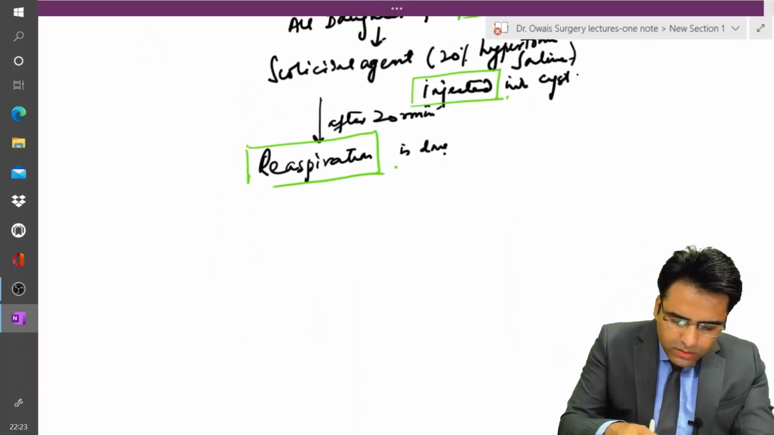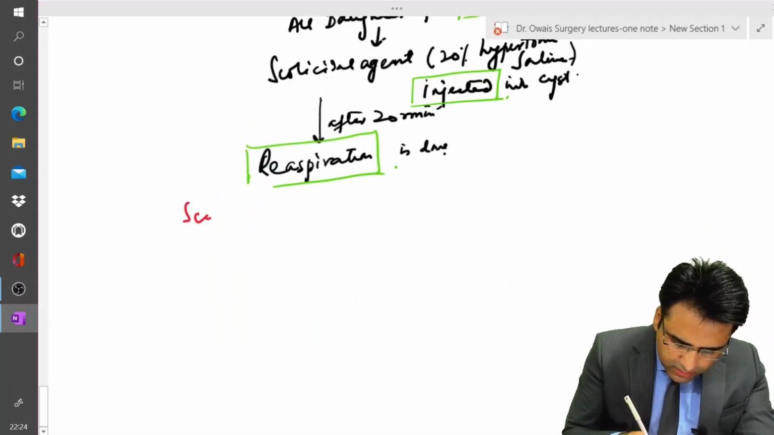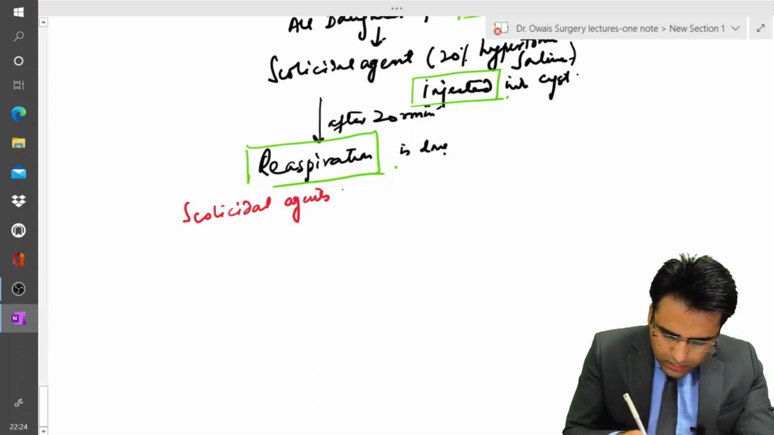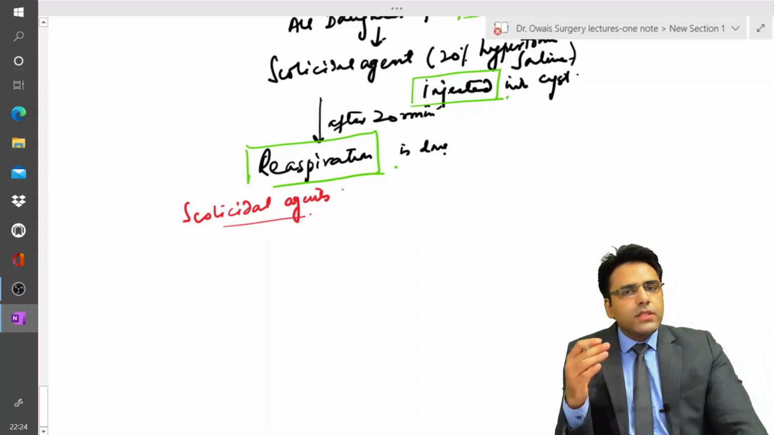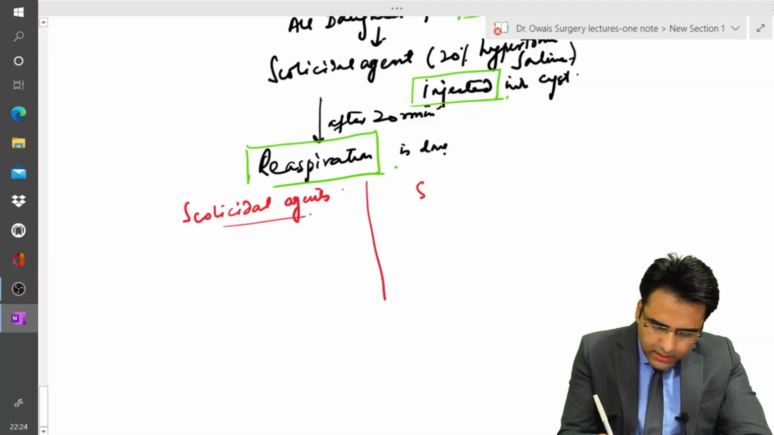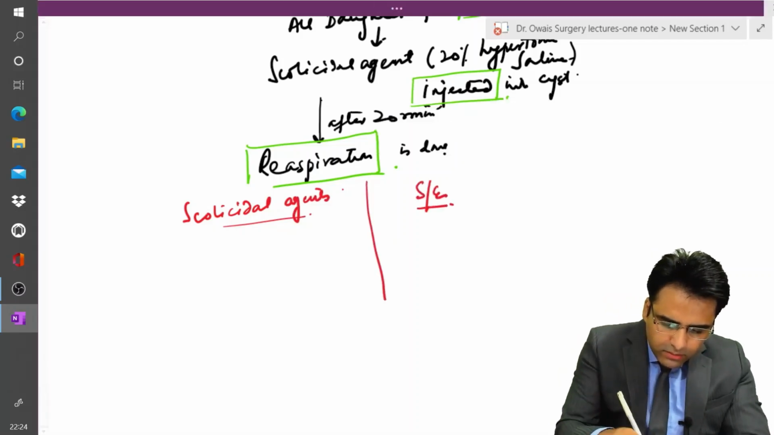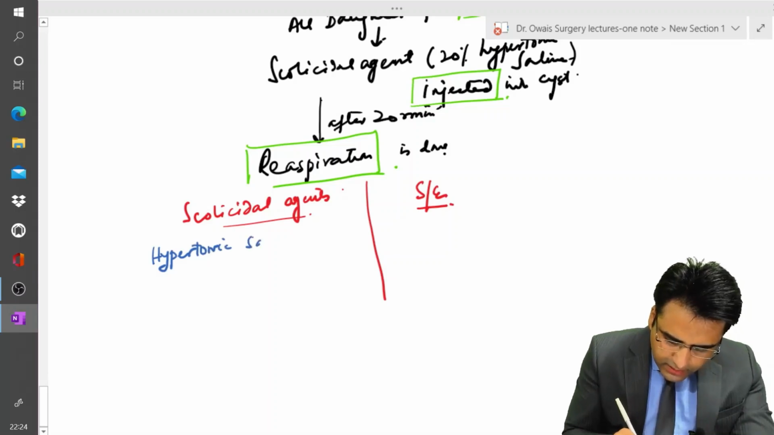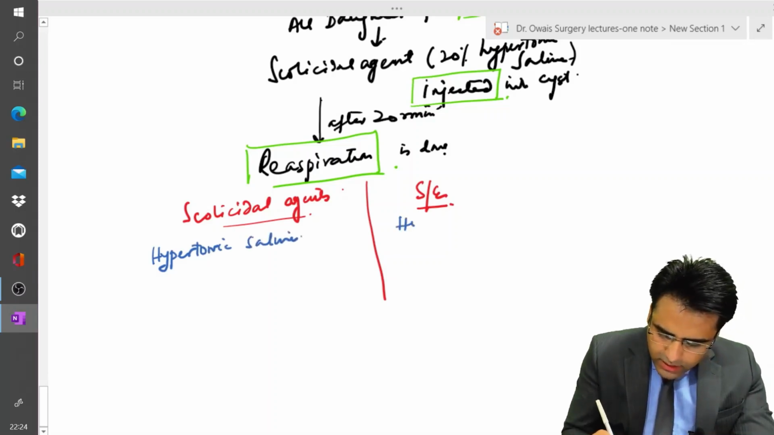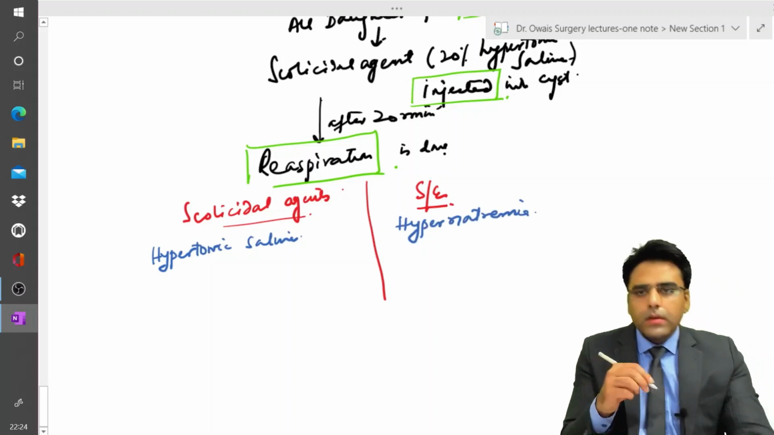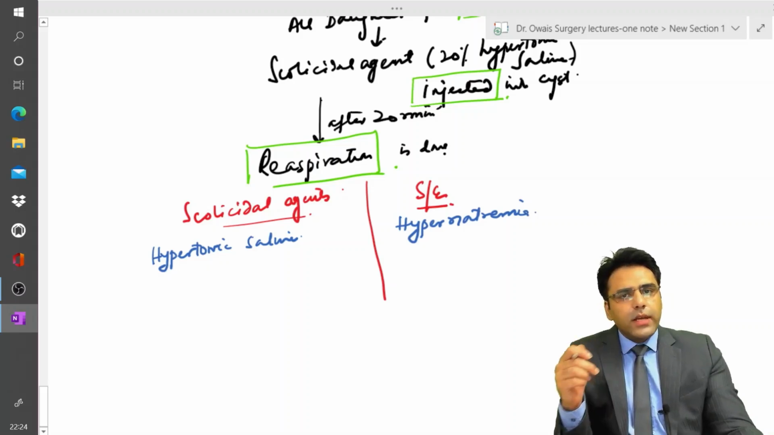Now, what are the various scolicidal agents which can be used? Now we will discuss the various scolicidal agents which are used and their corresponding side effects. The first we can use is hypertonic saline, and the side effect is that it can cause hypernatremia.